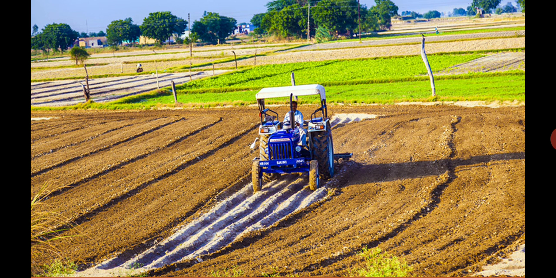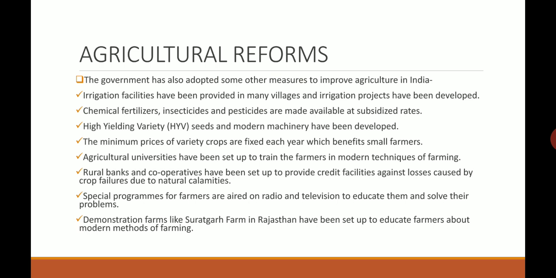Here you will see a big land which is divided into small plots on which different types of crops are grown, and there is a farmer sitting on his tractor cultivating his agricultural land. The government has adopted many other measures to improve agriculture in India. There are many. Let's discuss a few.